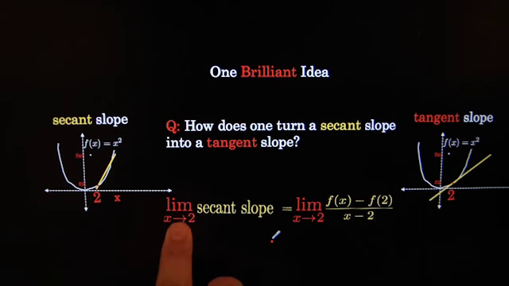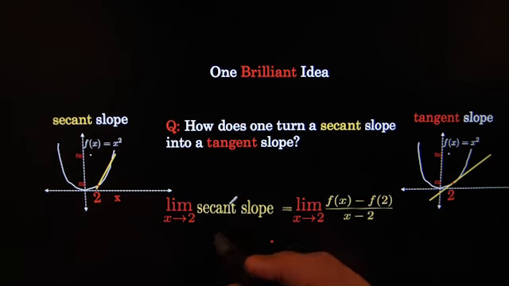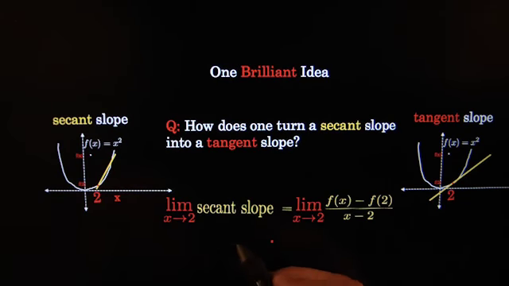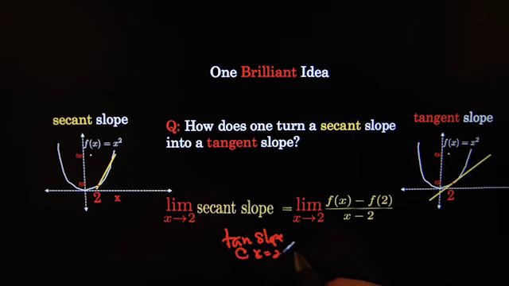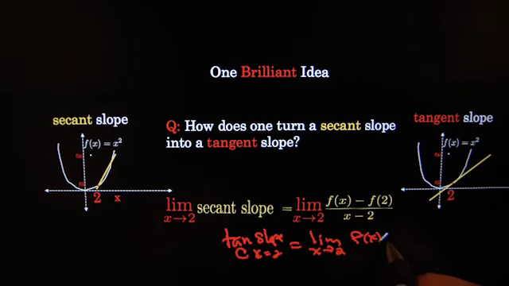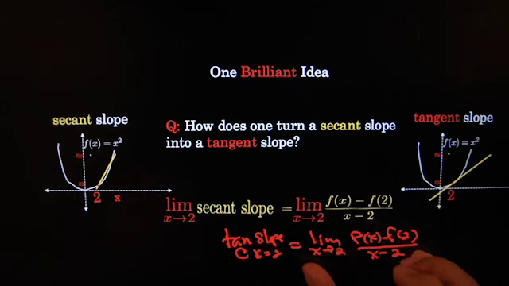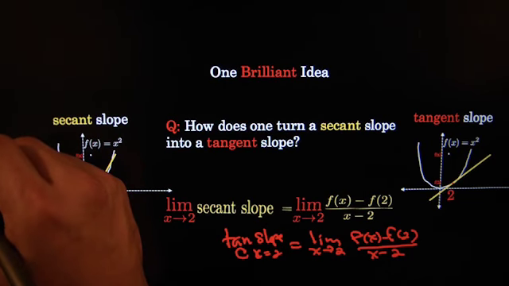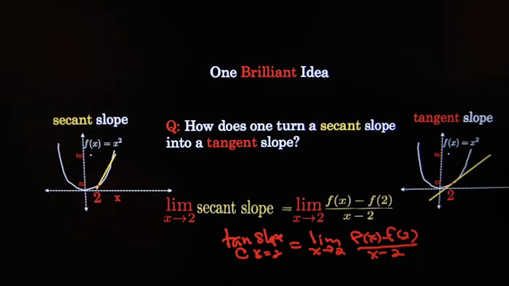Slapping a limit on both sides, the limit of the secant slope will be the tangent slope. So you can say the tangent slope at x equals 2 would be equal to the limit as x goes to 2 of f of x minus f of 2 all over x minus 2. Now this is so important that it will become our definition. We'll have 2 definitions of tangent slopes. This will become one of them. It's my favorite one, and that is worthy enough of being boxed.